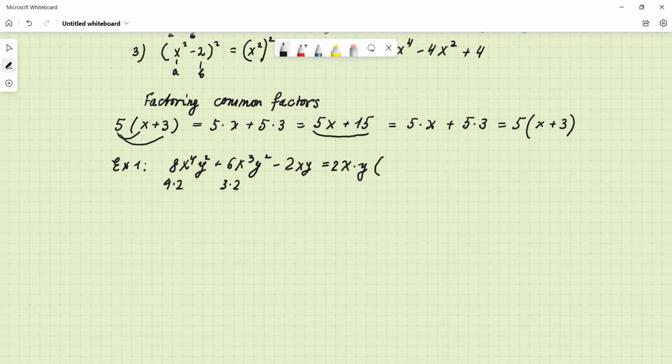Now, what is left over when we take 1x and 1y and 2 from this first term? 4 is going to stay, right? We took this 2. And when we take 1x from x to the power of 4, we are going to have only 3 x's left. And 1y is going to give us only 1y left. From 6, we are going to have 3, right? If we take 2 away, we are going to have 3 left over. And 1x from x cubed is going to leave us with x squared. Taking out 1y from y squared is going to give us y. Sorry, I put a square here. It's supposed to be just y.